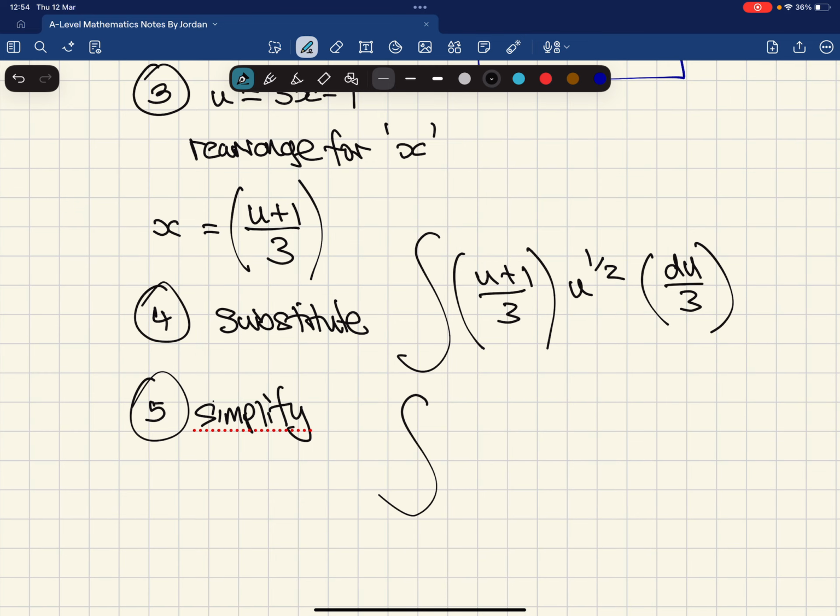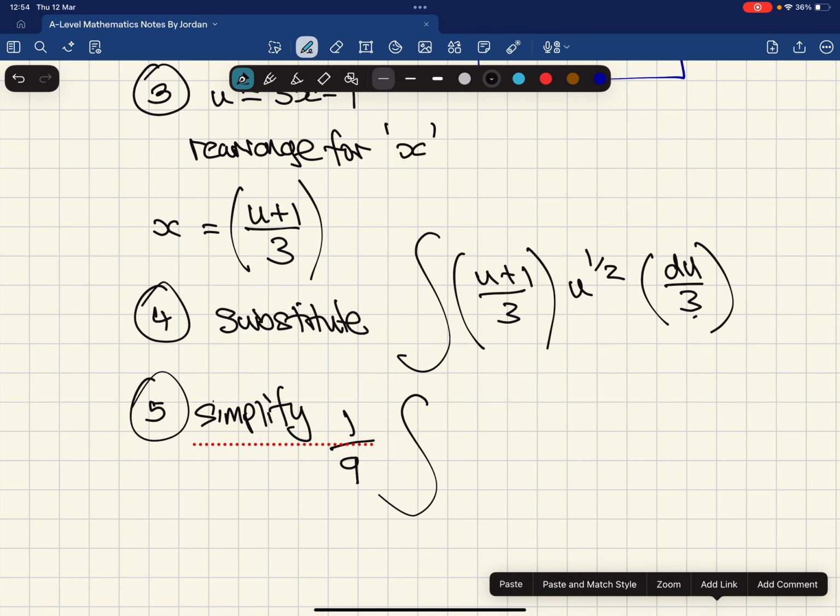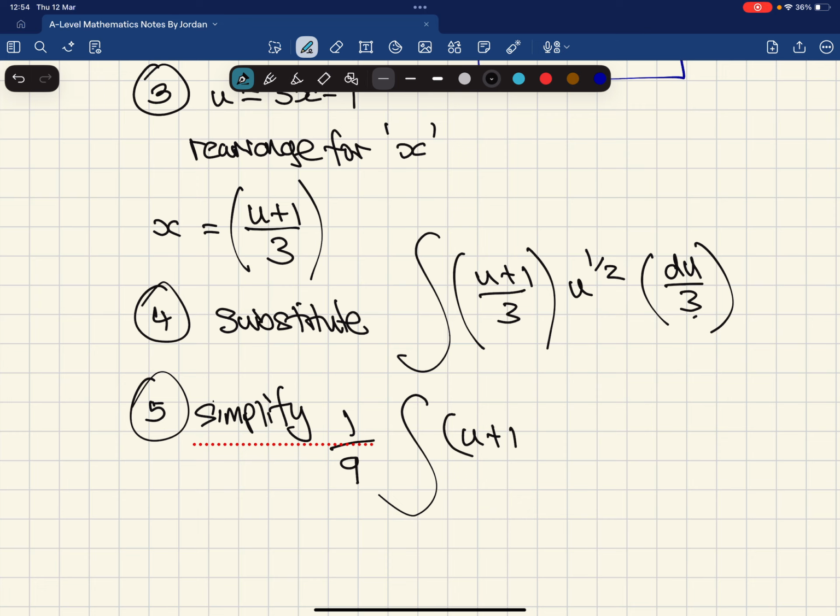So we've got u plus 1 multiplied by u to the half here. And then we've got a 3 in the denominator here and a 3 in the denominator here. If you were to multiply these two 3's together, it would give you 9 in the denominator, but I will be pulling that out as a 1/9 fraction at the front. So those 3's have gone. Then all I have left is u plus 1 multiplied by u to the half du.